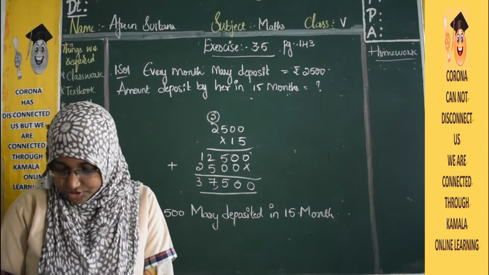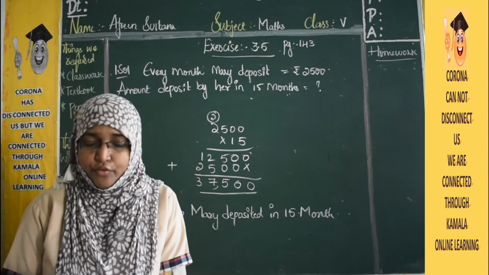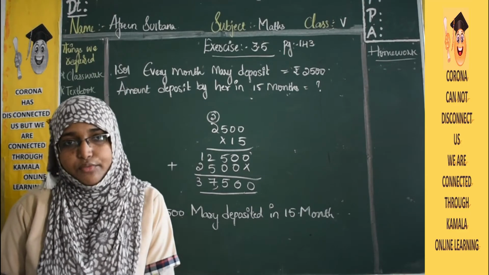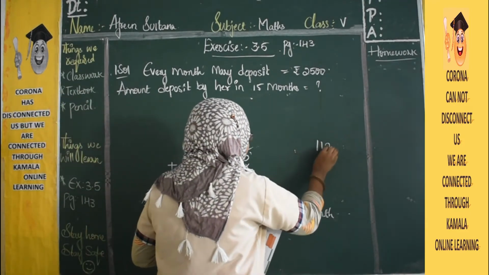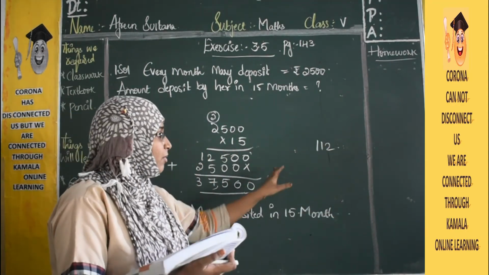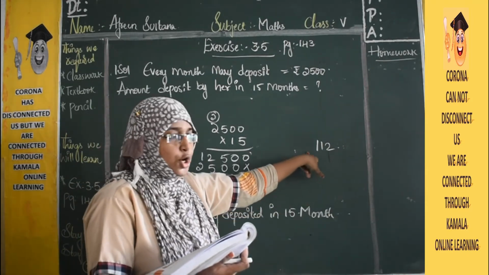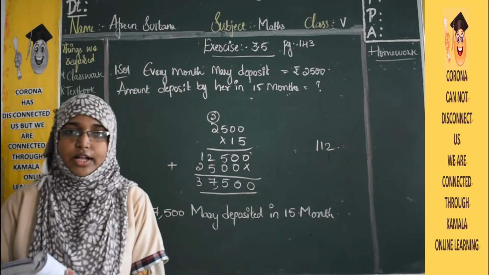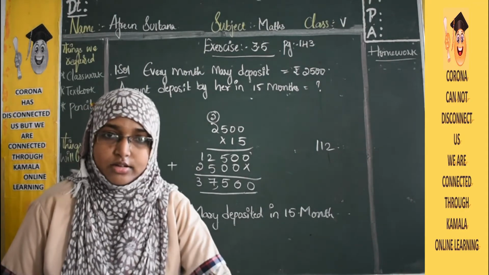So how many lights have they ordered? 15,340 strings of light they have ordered. So one string is having around 112 bulbs. So total how many bulbs do you have? So what to find out? You will multiply this 15,340 with 112. So whatever answer you get, that many bulbs are there for decoration.